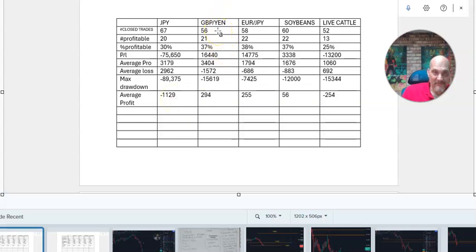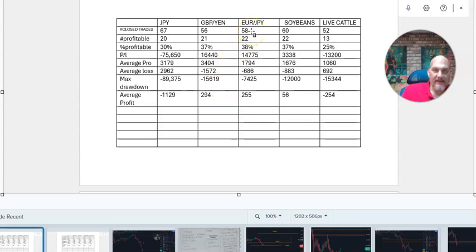Sterling yen, 56 closed trades, 21 profitable, 37%. As you can start seeing, they're all around like 37, like 30%, okay? P&L, 16,440. Average profitable trade, 3,404. Average loss, 1,572. Maximum drawdown, 15,619. Average profit, $294 a trade. Okay, so $294 a trade over, let's say, a 3-year period. I think it's a 3-year period.